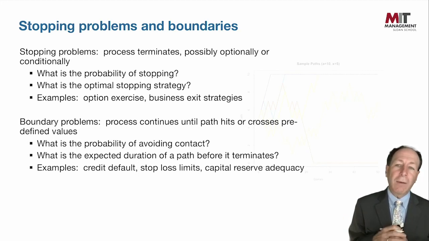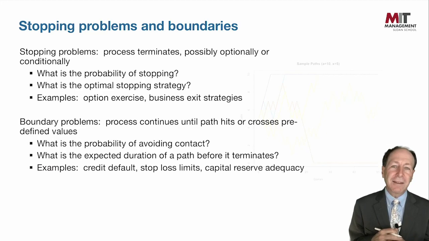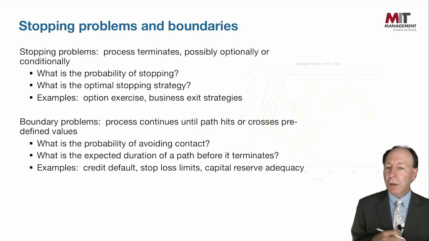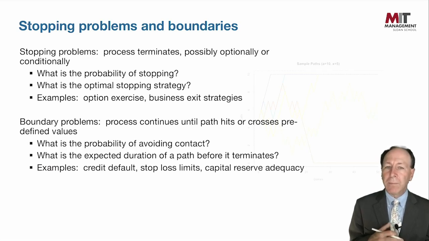And of course, there are obvious financial applications. These are things that represent bankruptcy. That's the classic definition of ruin, but they might be other events. For example, hitting a capital reserve requirement, hitting a credit default trigger, hitting a stop loss limit. And we could think of things on the upper limit as well. We might have a strategy where we terminate an investment once we reach a desired goal.